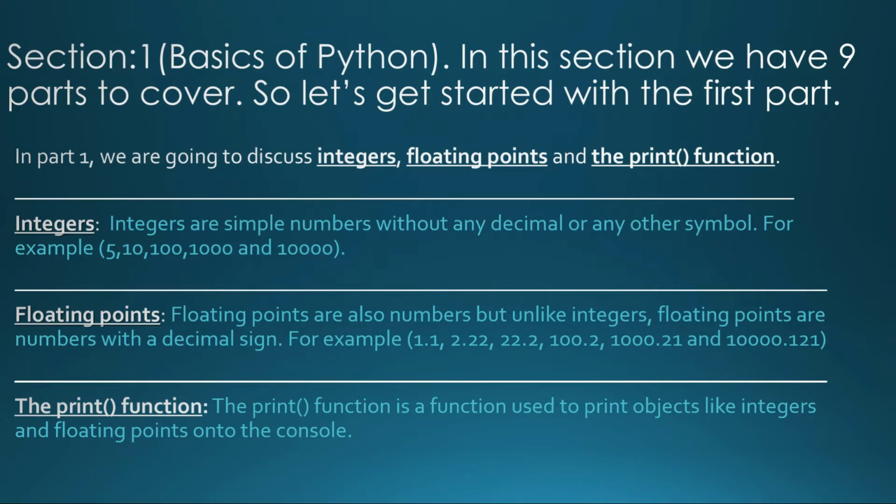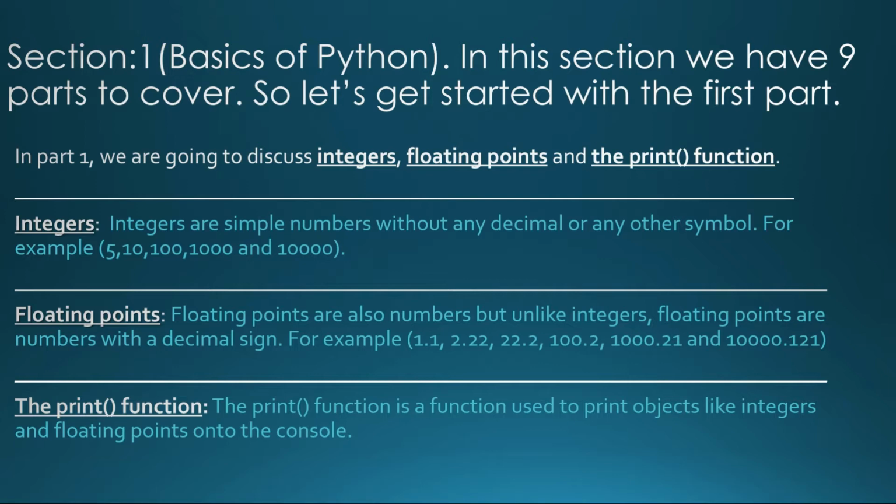That's it, they're integers. Now we have numbers that have decimal points. In programming we call them floating points. Floating points are also numbers, but unlike integers, floating points are numbers with a decimal sign. For example, 1.1, 2.22, 22.2, 100.2, 1000.21, and 10,000.121. So they're numbers with a decimal sign.